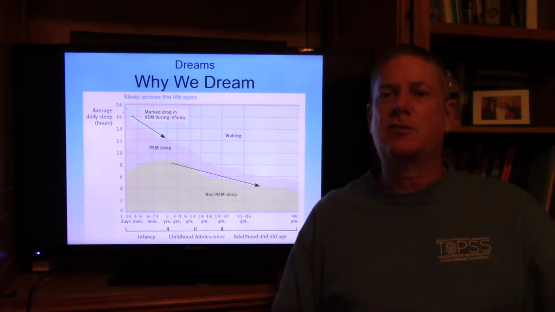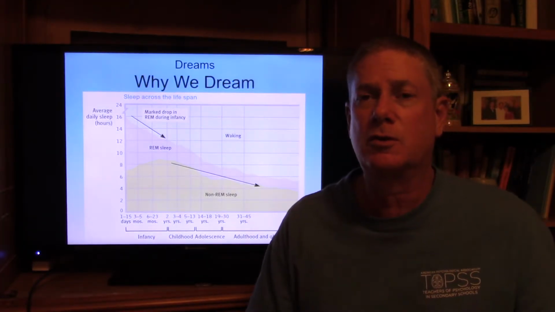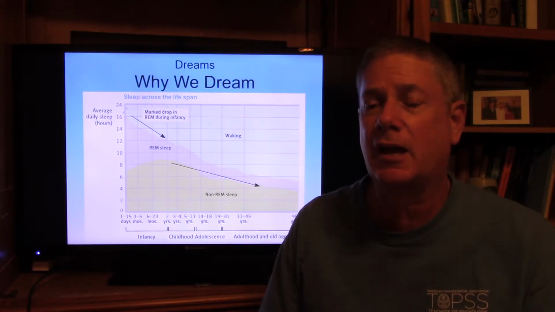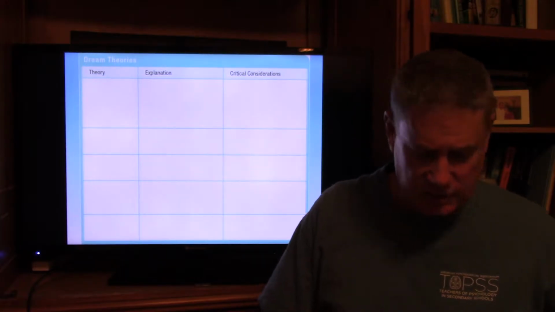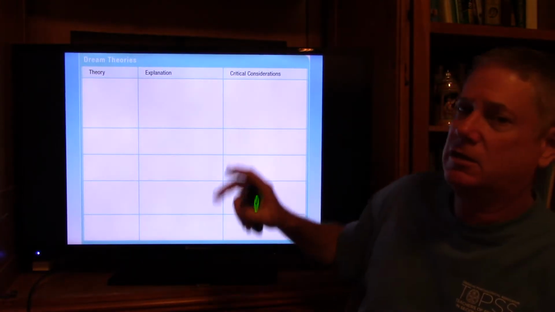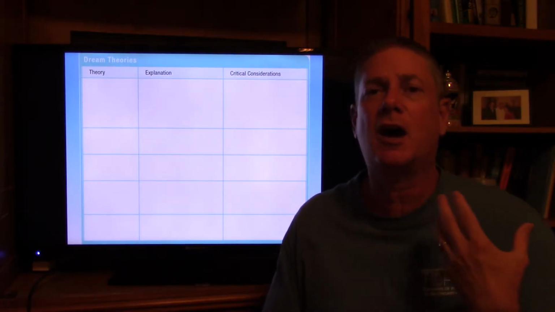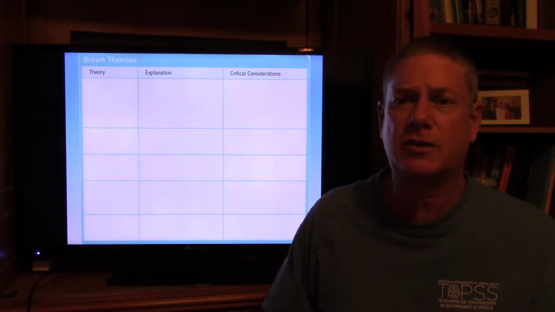So let's go ahead and take it to the dream theories, and what we're going to do is fill in the chart. So please, for my students who are doing this with their PowerPoint, make sure that you're staying up to date on your dream theories. On the dream theories chart, we will have the name of the theory, the explanation, and then basically a criticism of it, or what's good about it, what's wrong with it, that kind of thing.